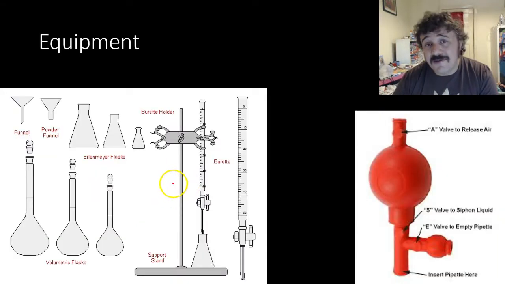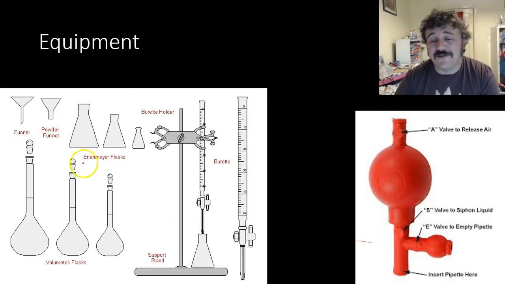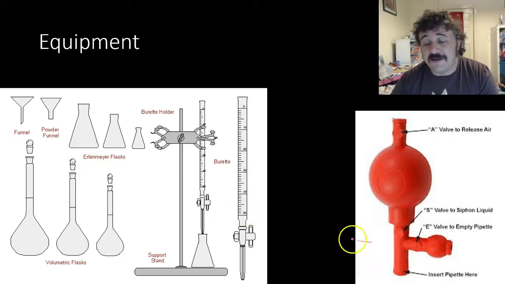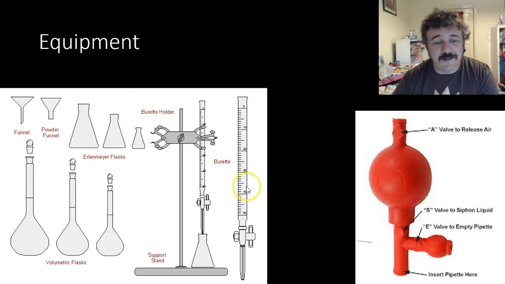So this is the equipment used. You have your pipette filler here. This is the bowl. You put the pipette there. You squeeze the A to release air. The S is pressed to siphon it. And when you want to empty the pipette into, in this case, the Erlenmeyer flask or conical flask, Erlenmeyer is the proper name for a conical flask. And when you want to enter it in there, you press the E to empty or evacuate the pipette.